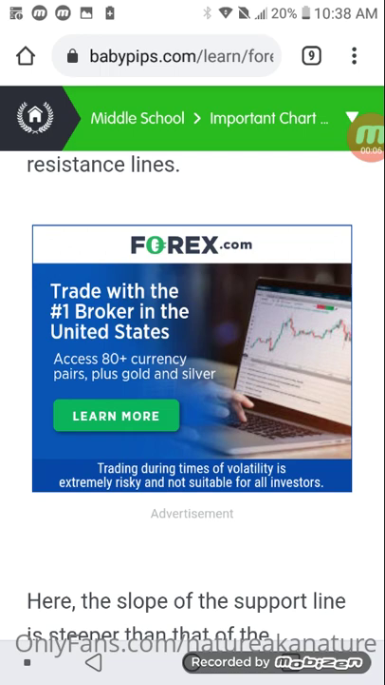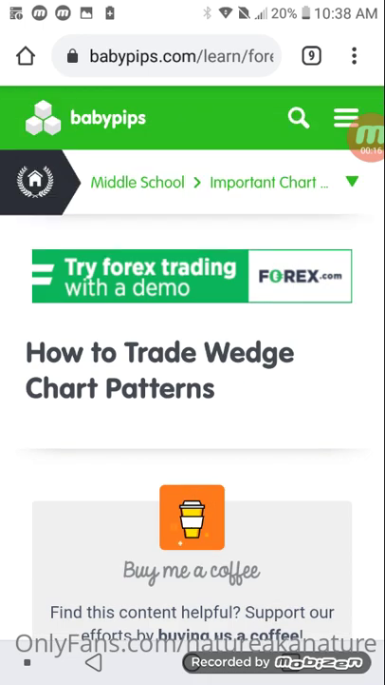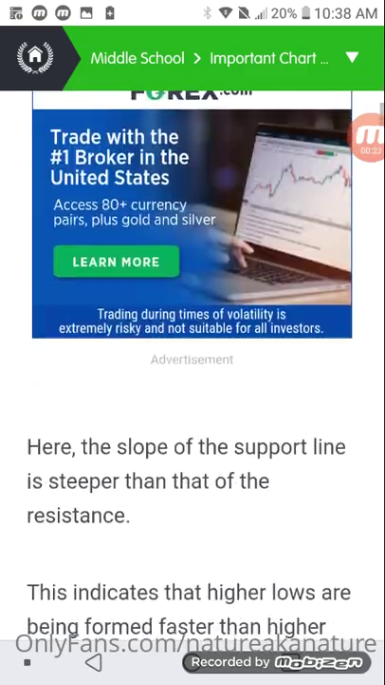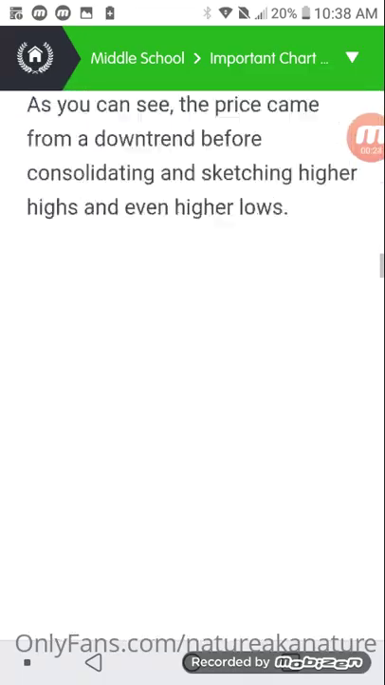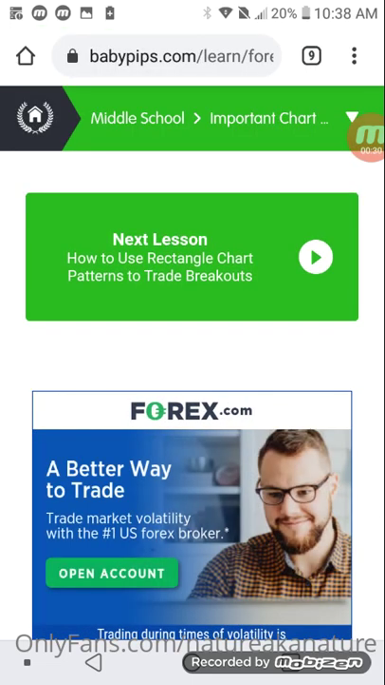Alright, so we're going over important chart patterns. We already ran over double top, double bottom, head and shoulders, inverse head and shoulders, and even wedges, rising and falling wedge chart patterns. In our next video, we're going to go over how to trade rectangle chart patterns. We have rectangle chart patterns and triangle chart patterns, which we already went over. So this is really the last chart pattern, rectangle chart patterns, and how to trade the breakouts. So, gang, let's start right now.